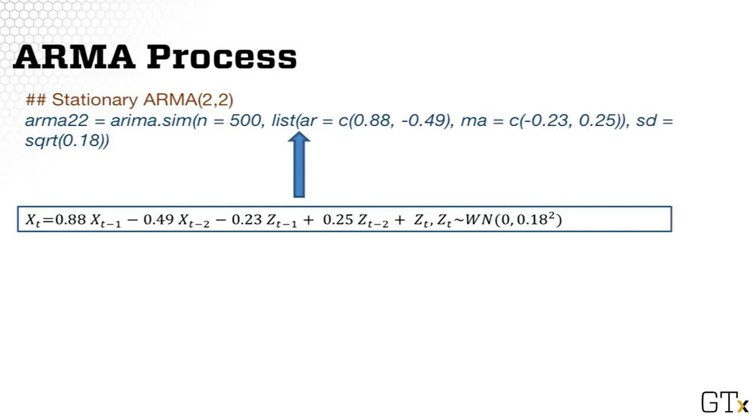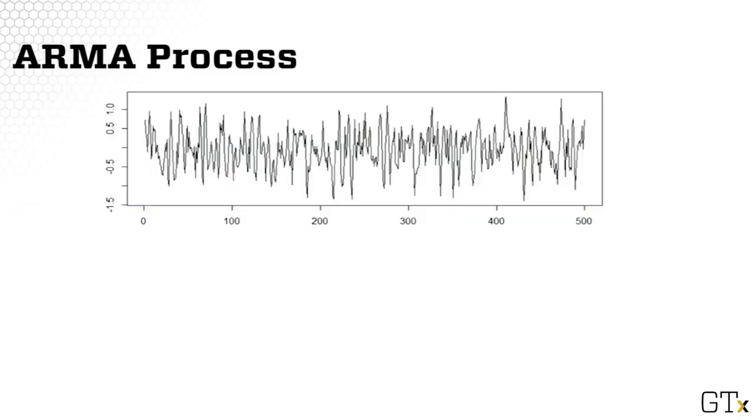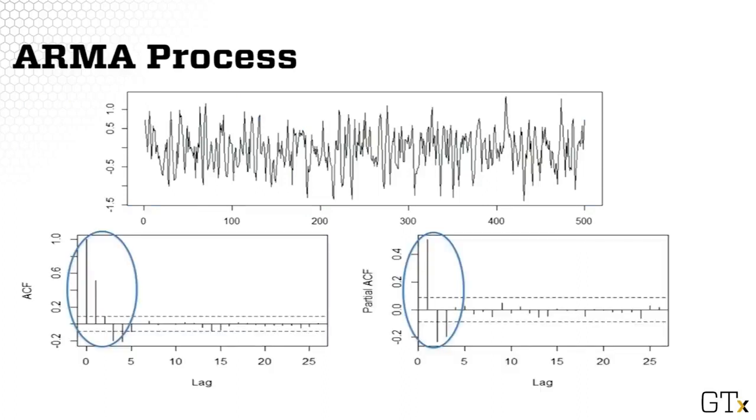For this process, the orders are P equal to 2 and Q equal to 2, thus an ARMA 2-2 process. The AR coefficients are 0.88 and minus 0.49, and the MA coefficients are minus 0.23 and 0.25. I also specified a standard error for the white noise. The time series plot is here, along with the ACF and PACF plots on the bottom. The simulated ARMA process shows large volatility around the zero line, with some pattern but quite choppy.